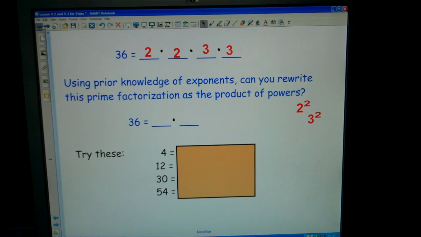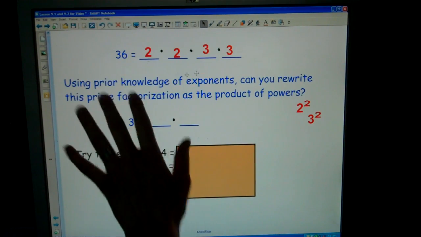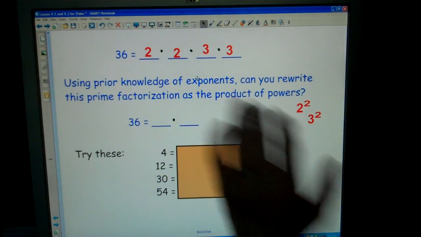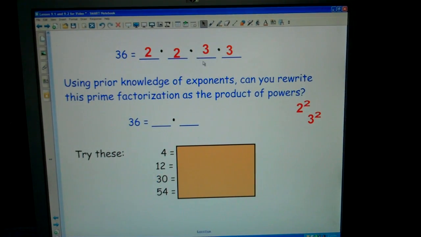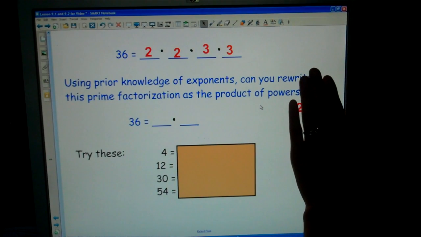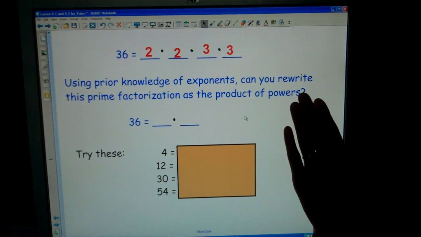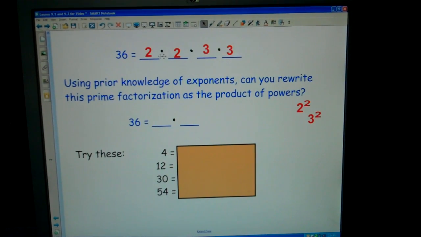And now that we've talked about powers, what do you think I'm going to do with these two numbers? How do you think they could be rewritten? Oops, I don't want you looking at that. How do you think they could be rewritten using powers? All right, I'll show you now.